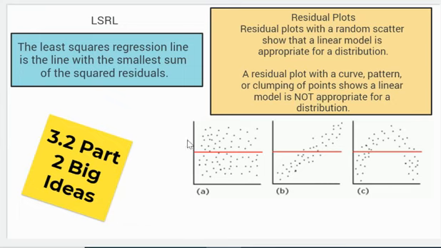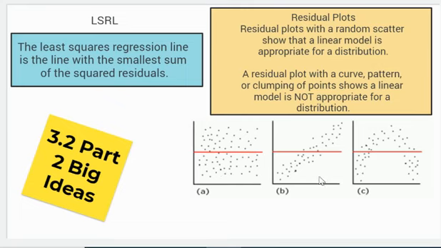This first one over here on the left, I would say that this one shows that a linear model is appropriate because there is a random scatter. There's no pattern, there's no curve, there's no clumping of data.